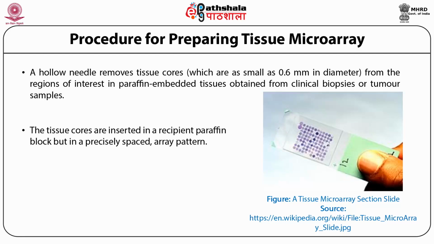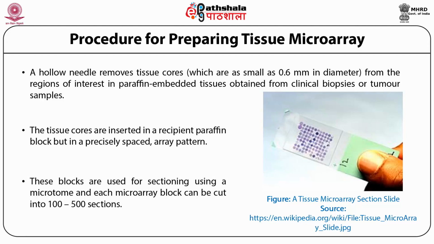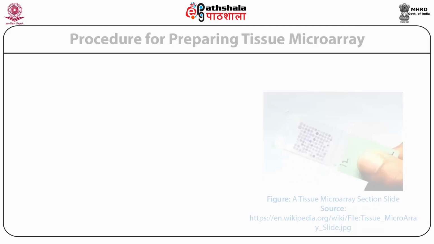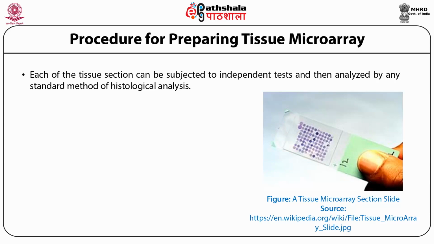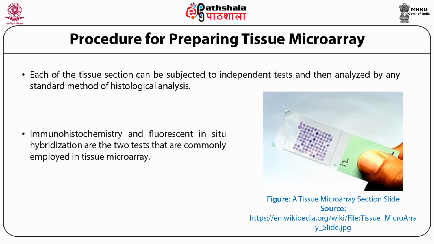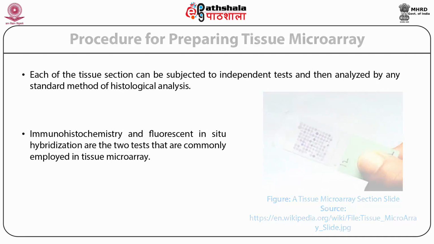pattern. These blocks are used for sectioning using a microtome, and each microarray block can be cut into 100 to 500 sections. Each of the tissue sections can be subjected to independent tests and then analyzed by a standard method of histological analysis. Immunohistochemistry and fluorescent in situ hybridization are the two tests that are commonly employed in tissue microarray.